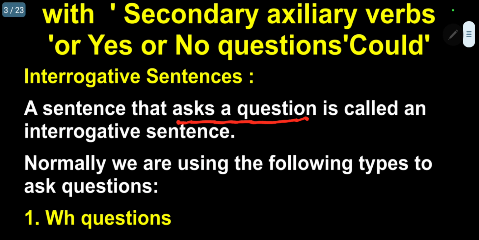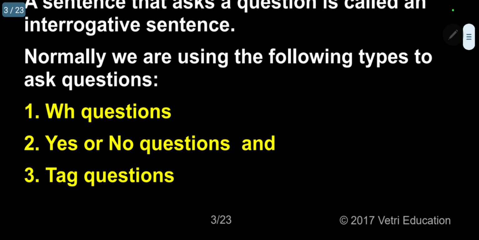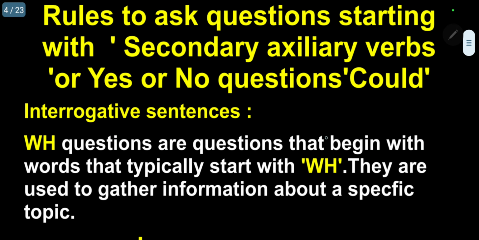Normally, we use the following types to ask questions. What are they? Number 1, WH questions. Number 2, yes or no questions. And number 3, tag questions. Only in these 3 ways can we produce interrogative questions. WH questions I have already discussed, and we are now discussing yes or no questions. And tag questions I will discuss in future. Okay, so I want to give some information regarding interrogative sentences using WH.